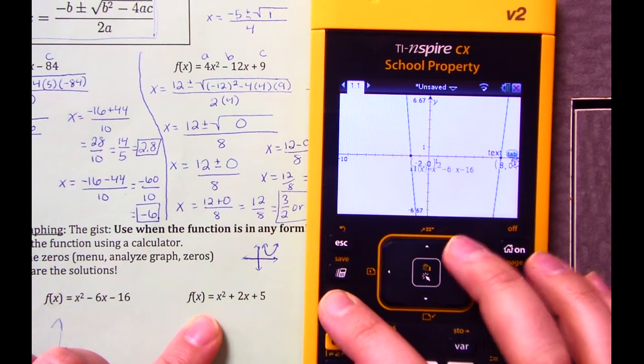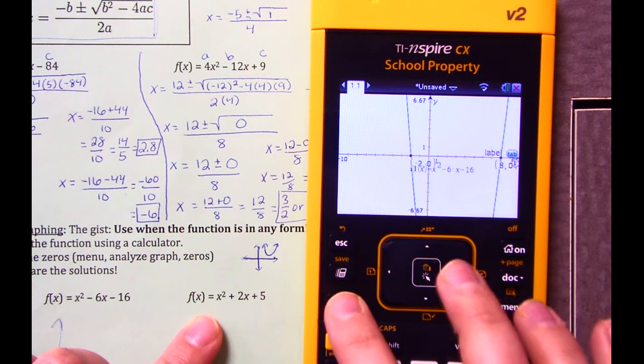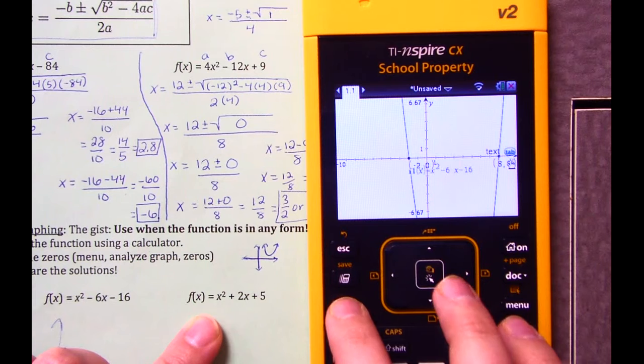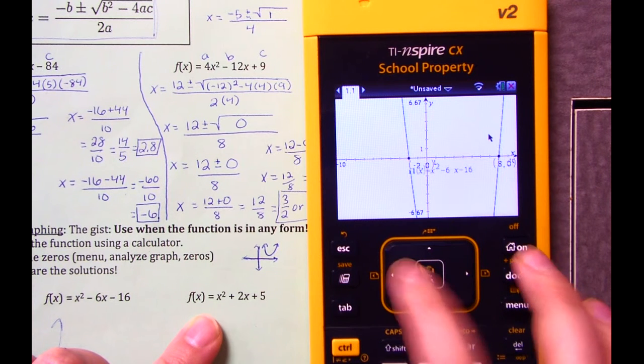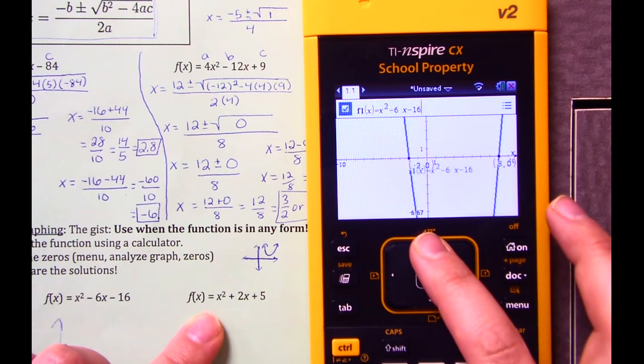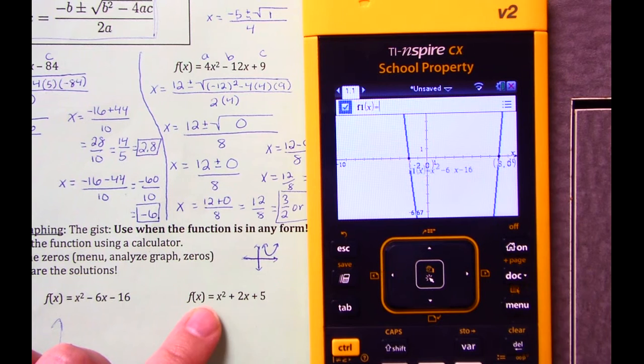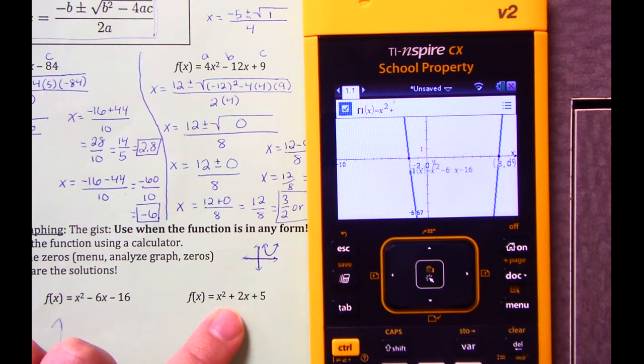So I'm going to hit Tab. I'm going up to the first one. I'm erasing what I have because I don't want to have a whole bunch of equations in here. So I'm going to erase this, and I'm going to re-type in the second one. So x squared plus 2x plus 5. Enter.